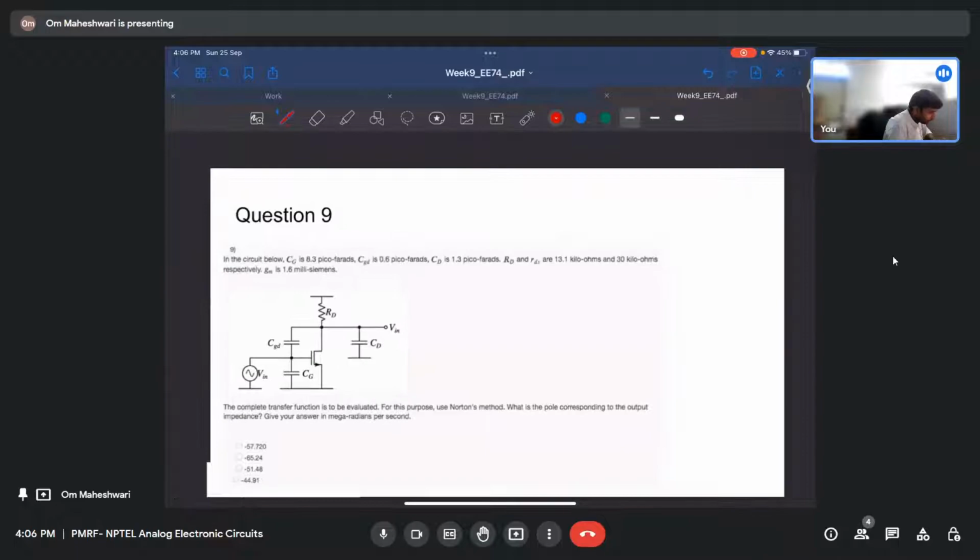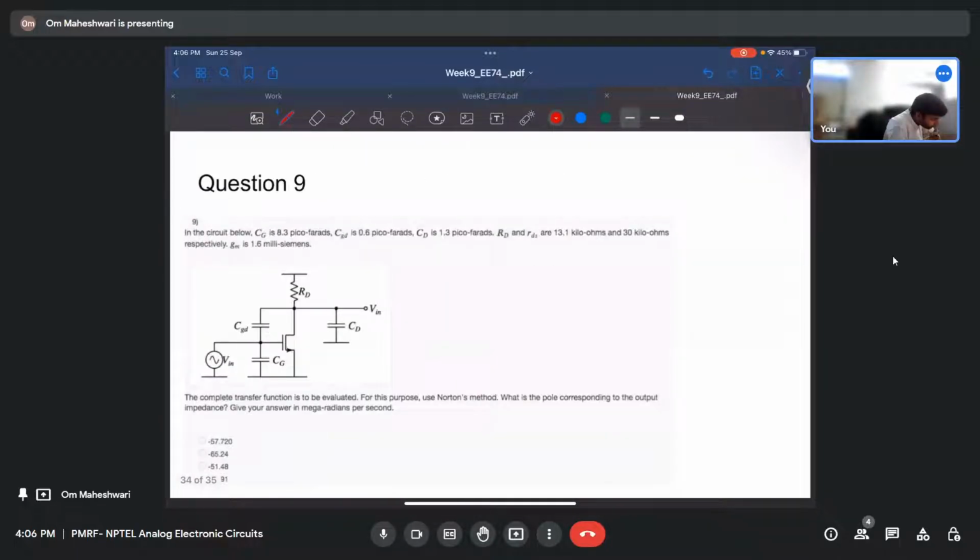So questions 9 and 10 I have not solved yet, but it is simple. So what do you have to find? We have to find again the pole at the output here. For that there are two methods.